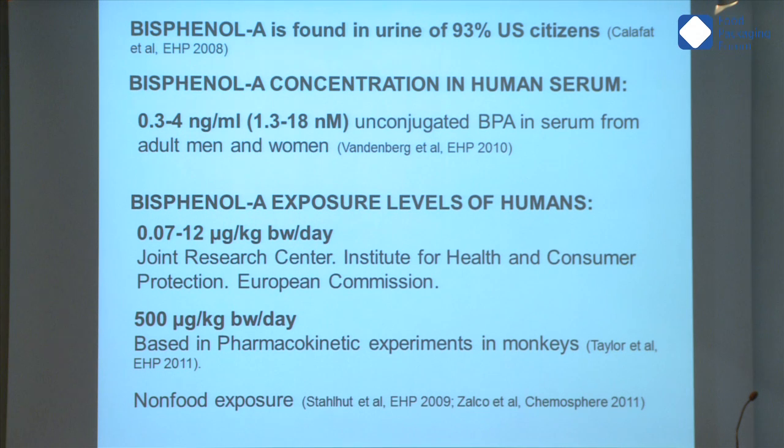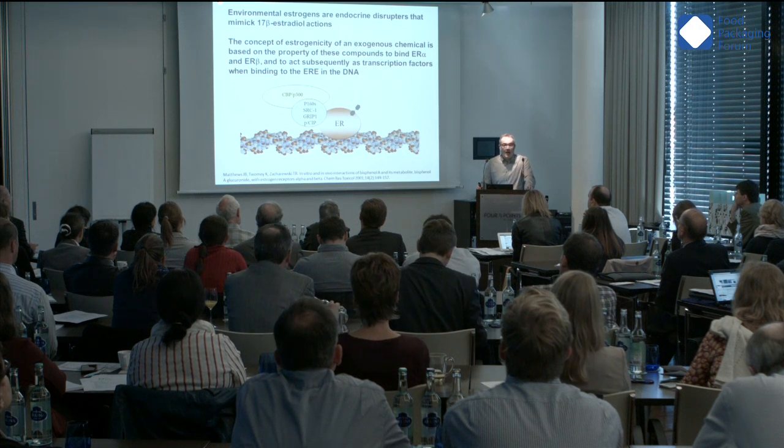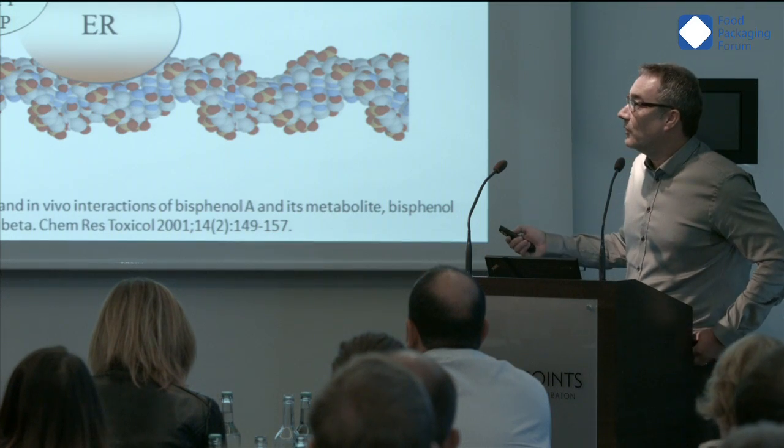So practically everybody has bisphenol A in their body. The concentration of bisphenol A found in human serum is in the nanomolar range, between 1 and 18 nanomolar. Bisphenol A can act in cells, binding to many different targets and doing different things depending on the concentration, but classically we view bisphenol A as a weak estrogen.